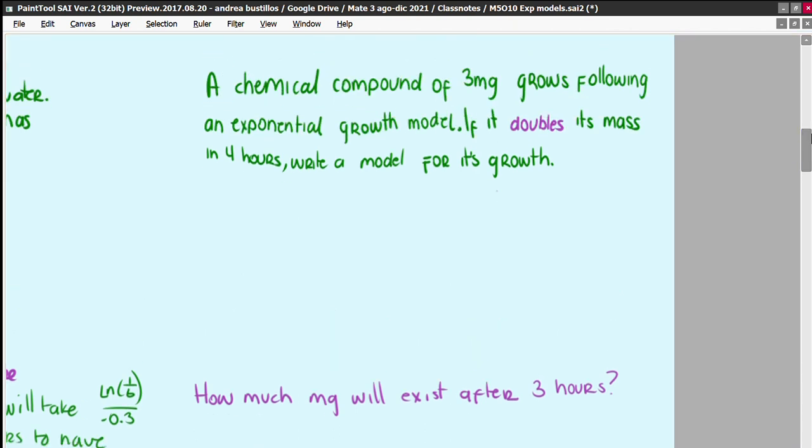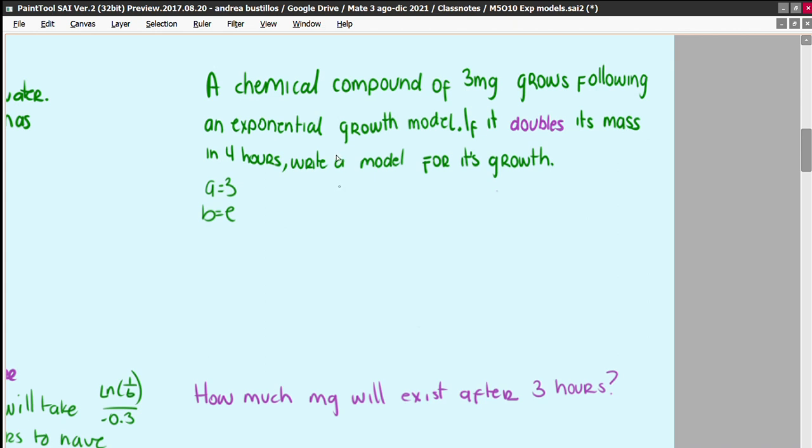I have a chemical compound of 3 milligrams. So that is already telling me something. A chemical compound of 3 milligrams grows following an exponential growth model. That is also already giving me two things: my initial amount, my initial population, and my base. Now, it's telling me that it doubles its mass in 4 hours. And it's asking me to write a model for its growth.